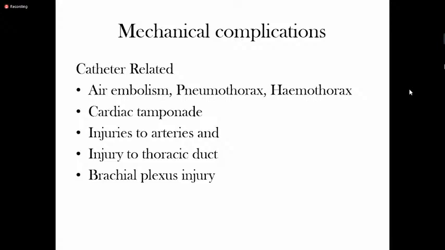Complications can be catheter-related, and catheter-related may be an air embolism, a pneumothorax, a hemothorax, cardiac tamponade, and we may injure arteries that are in the vicinity of the vein we are using. We can even injure the thoracic duct and even the brachial plexus. These are injuries or complications that we may create by ourselves.